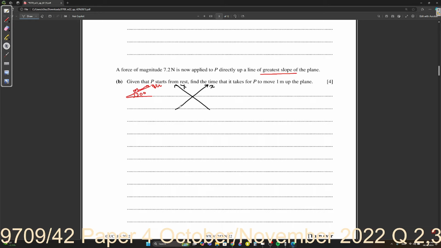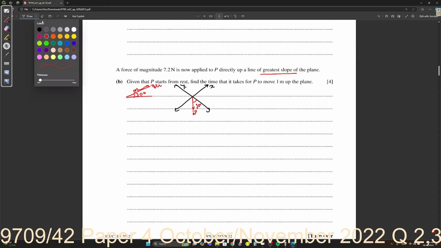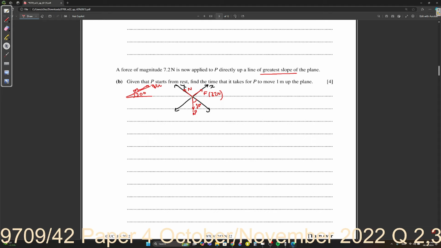Okay. We have our weight going downwards over here. Okay, what do we have? We have our normal, let me change back to red. We have our normal push, obviously, right? And we have now a force pulling it up, right? We're going to call it F, I'll put in brackets 7.2 Newton, okay?